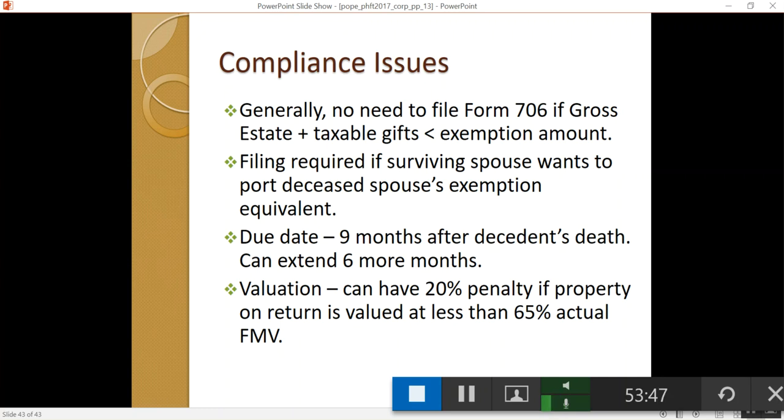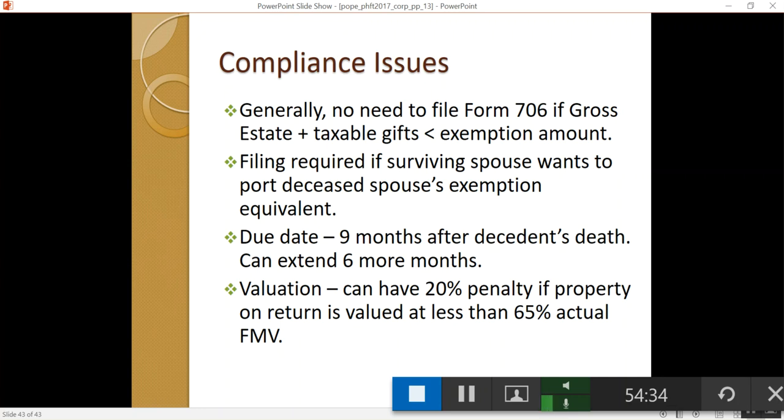But they are saying that you don't have to file a 706 if your tax base is less than the exemption amount. However, filing is required if the surviving spouse wants to make the portability election that we talked about. Then you would have to file to establish that portability of the unused exemption amount. The due date of the return is 9 months after the decedent's death, and you can apply for an extension for 6 more months.